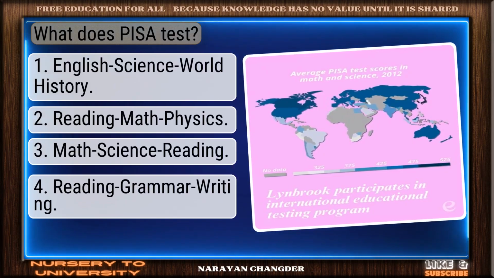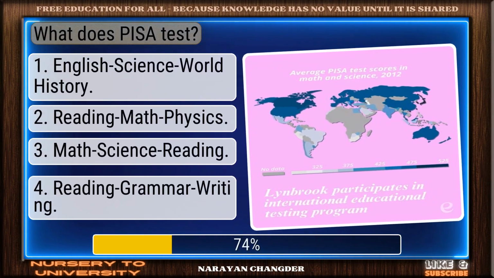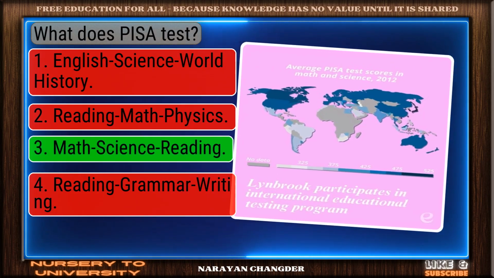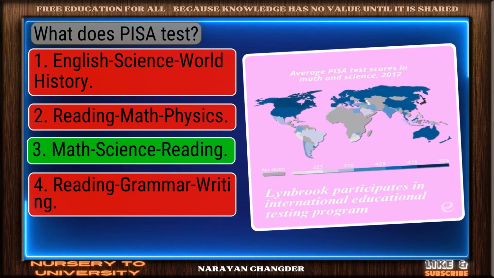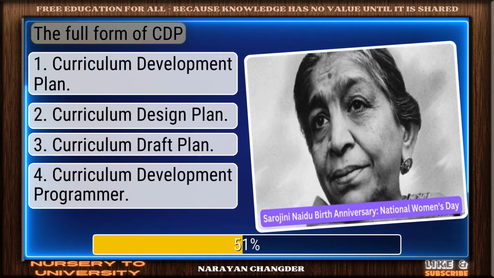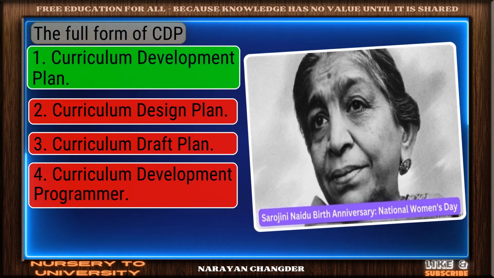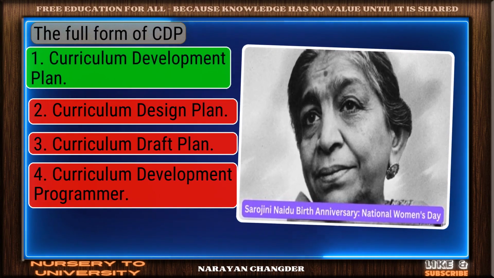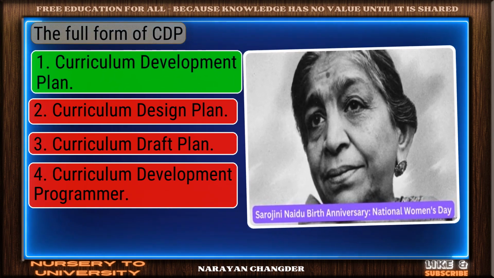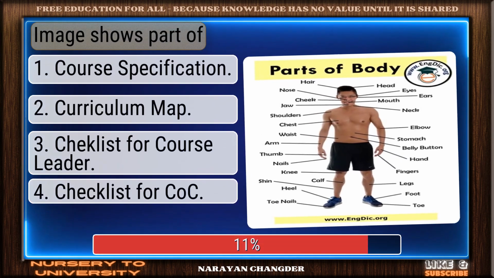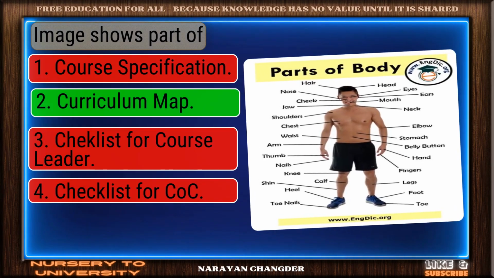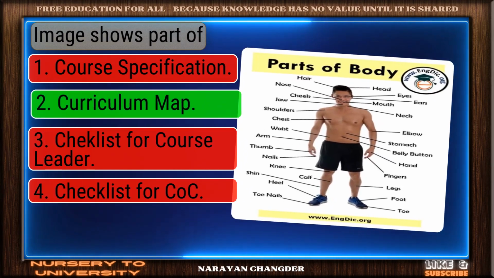What does PISA test? You're right. Math, science, reading is the correct answer. The full form of CP. Clear logic. Your choice, curriculum development plan, is sound and 100% true. Image shows part of. Well picked. Curriculum map is the correct answer.